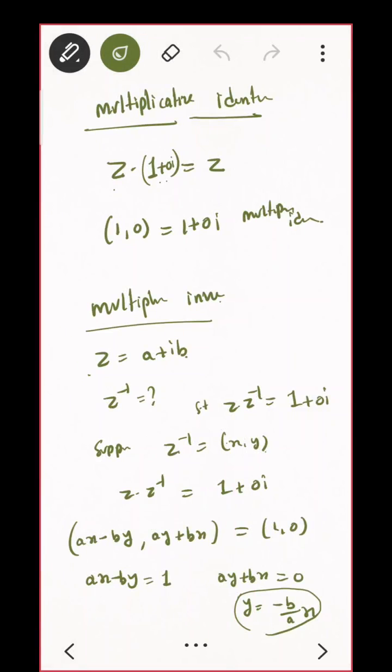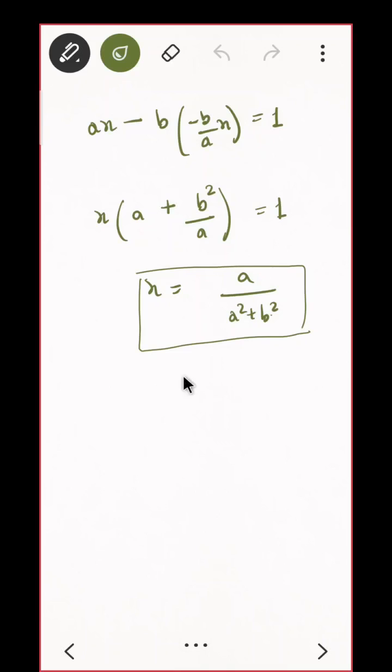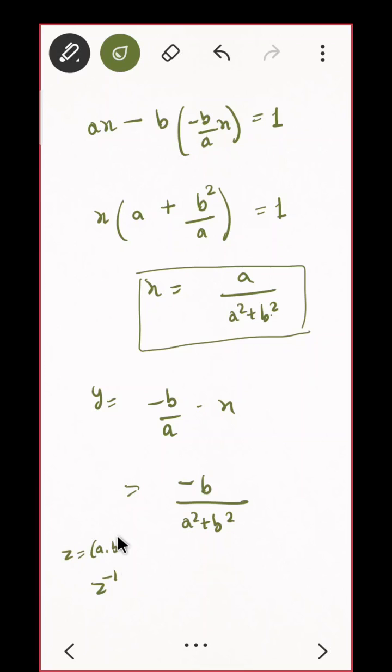What is your y? Minus b by a into x. If you put the value of x, you see a and a get cancelled, so you will be having minus b upon a square plus b square, correct. So what is your z inverse? I'll write z equal to a comma b, so z inverse will be a upon a square plus b square and minus b upon a square plus b square, correct.